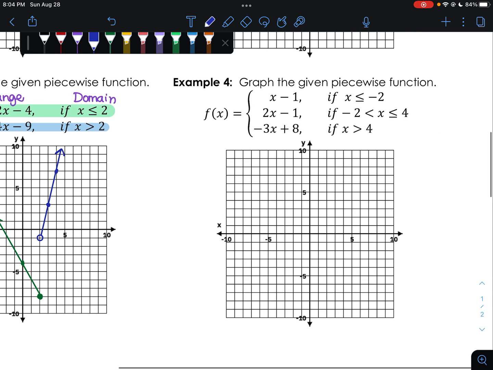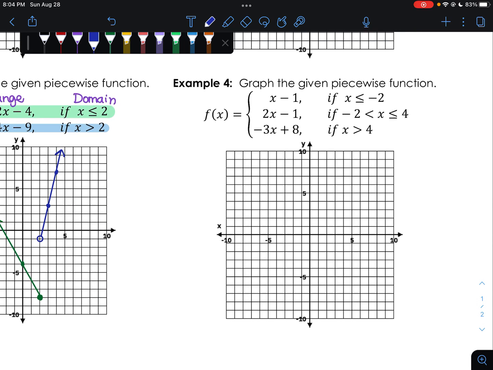Okay, last one, graphing. This time we have 3 equations. Okay, so same concept. Now we just have 3 parts to it. So I'm going to start by graphing this first function right here. So I'm going to start with negative 2. Negative 2 will get a closed circle because it's a line underneath. So I get negative 2 minus 1, which is negative 3. So I get the point negative 2, negative 3. So negative 2, negative 3 is right here. Again, it gets a closed circle.